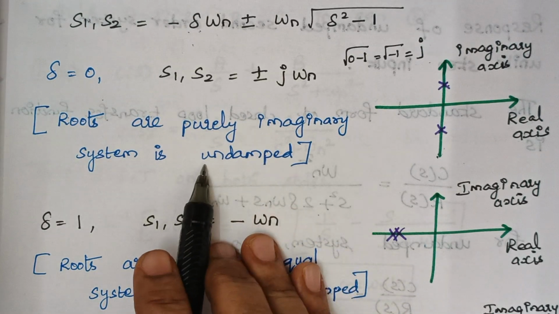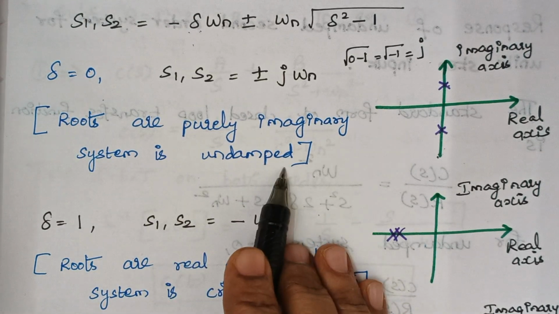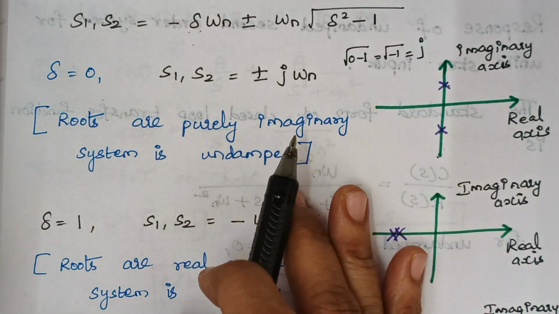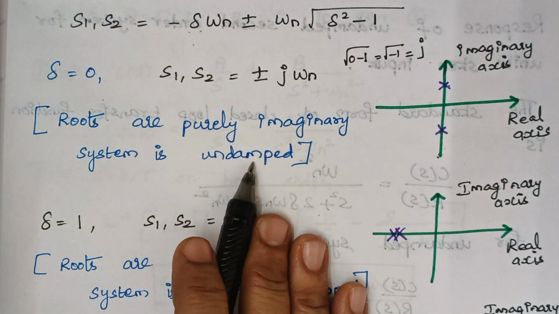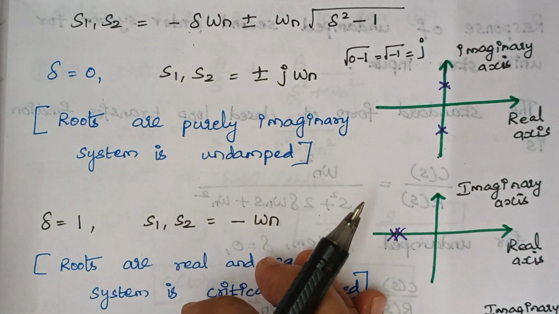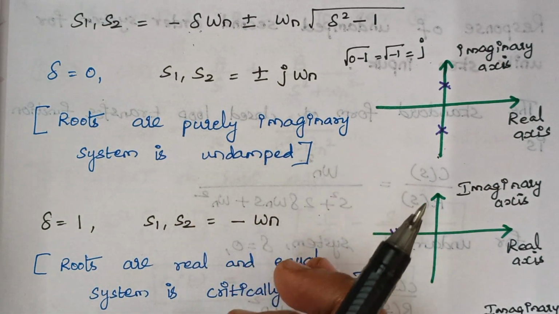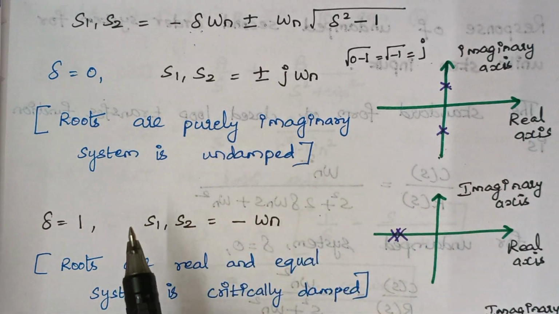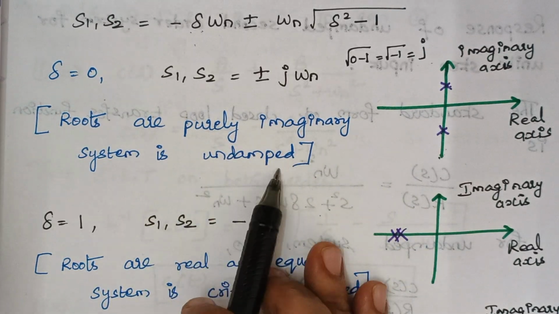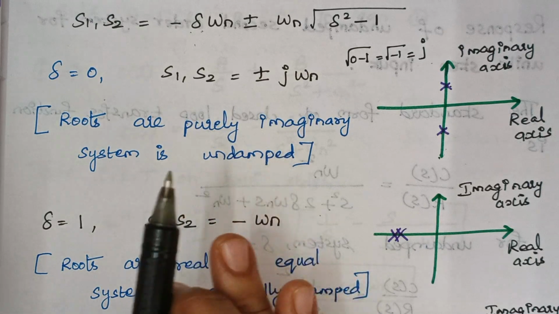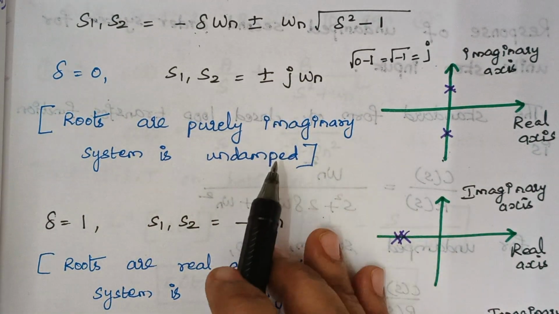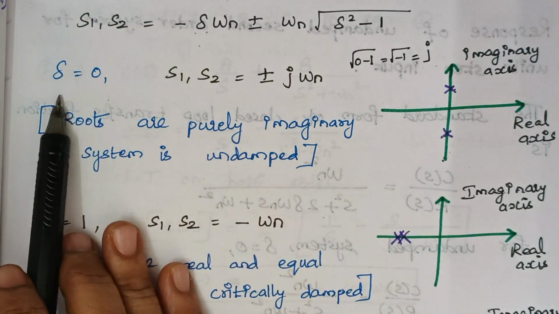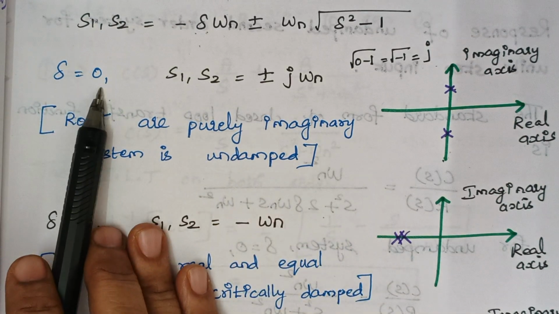So this undamped system is said to be fully oscillatory, that is, the system will oscillate continuously, and this type of system is not practically possible because whatever may be the type of system, it will have some amount of damping. But here an undamped system is one which never settles down, it will be continuously oscillating, right? So this is our first case, when the value of zeta is equal to 0.